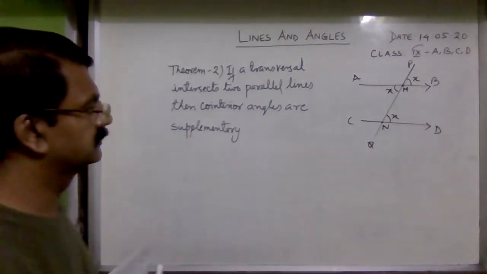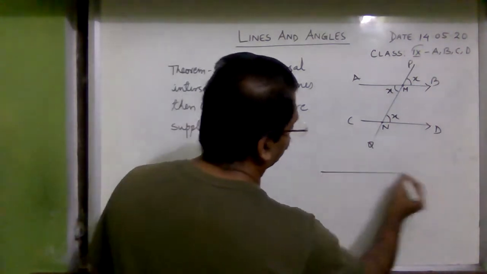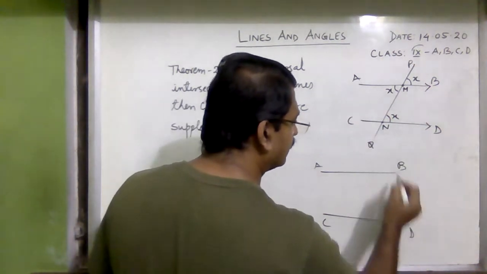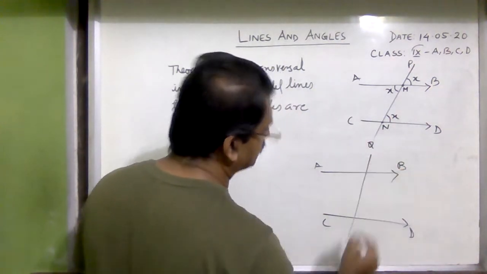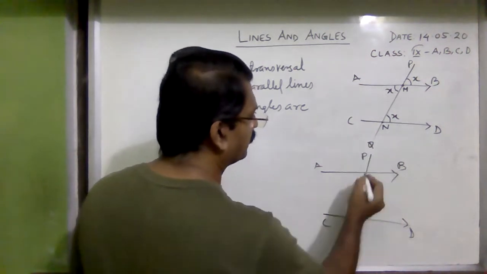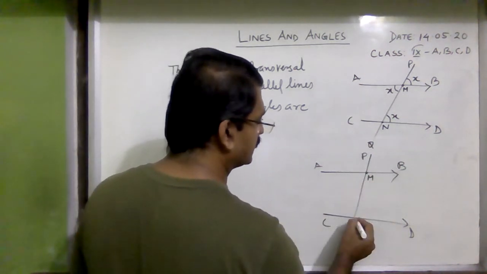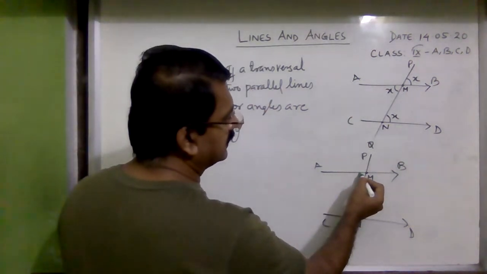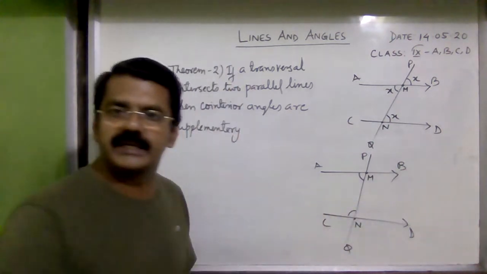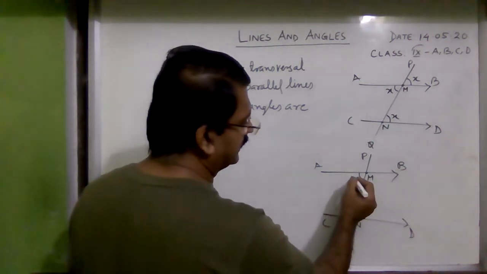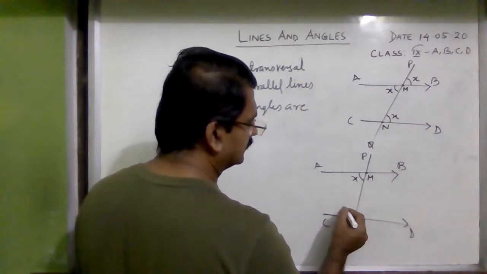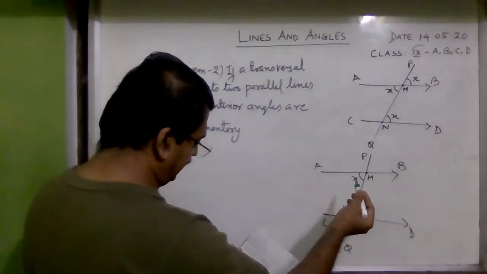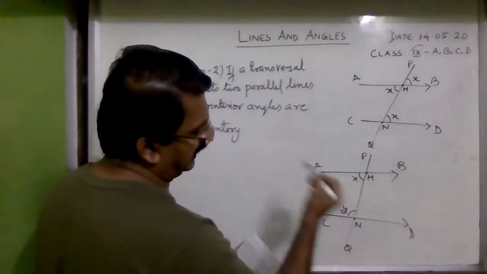Now see, there are two parallel lines, say AB and CD. It is already given that they are parallel. There is a transversal PQ. This point is M, this point is N. Okay. Now you know that these two angles are actually co-interior angles. So we assume that this angle is x and this angle is y.